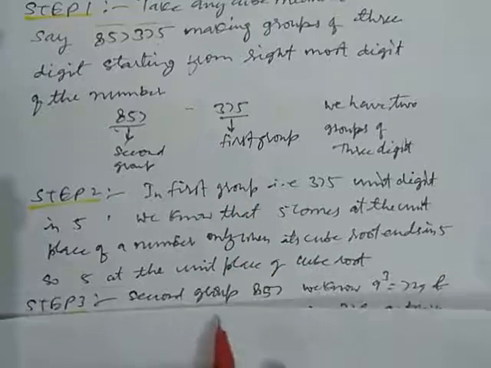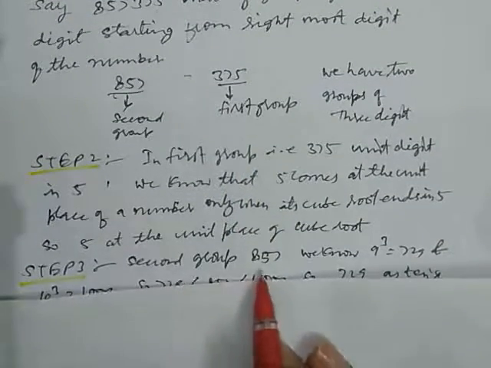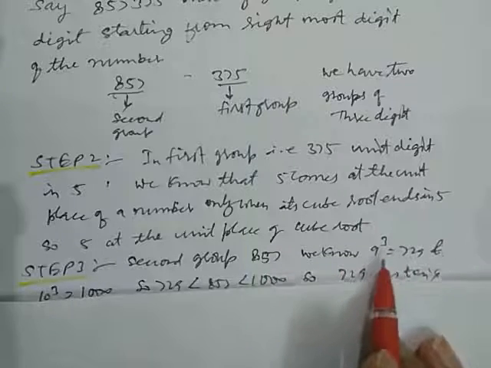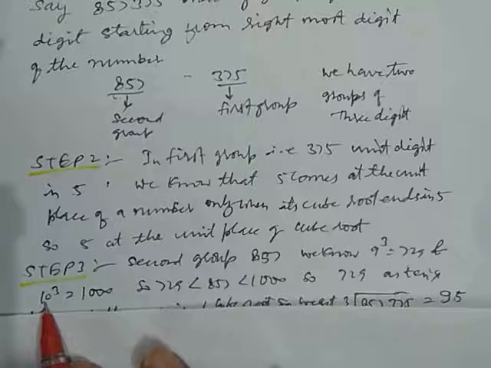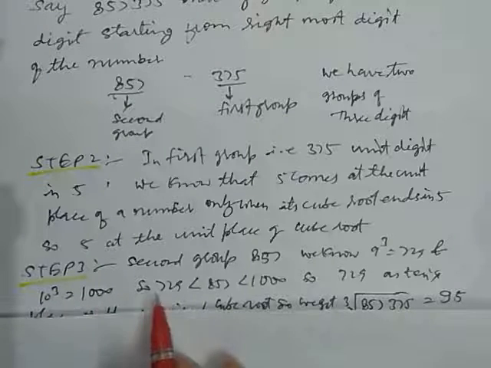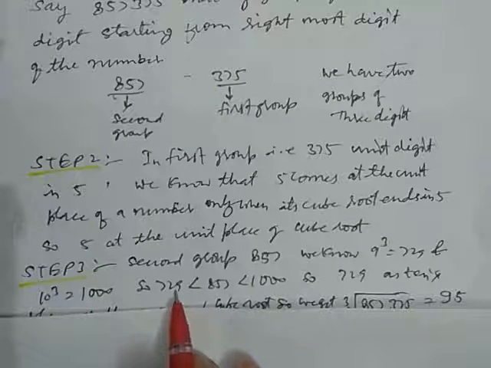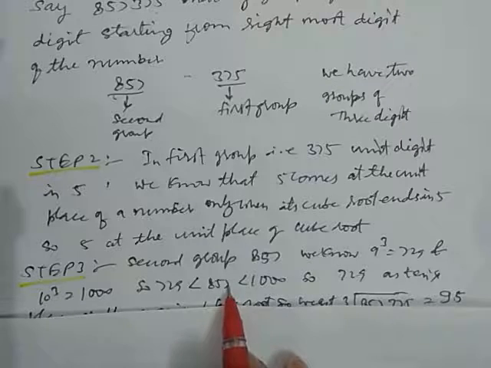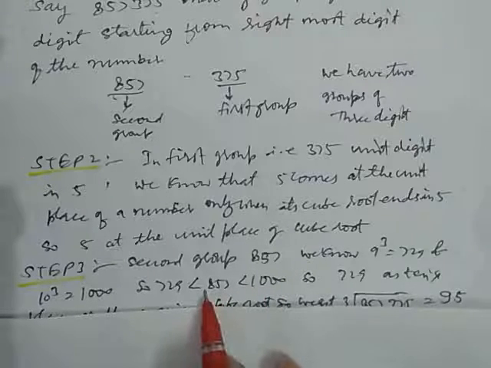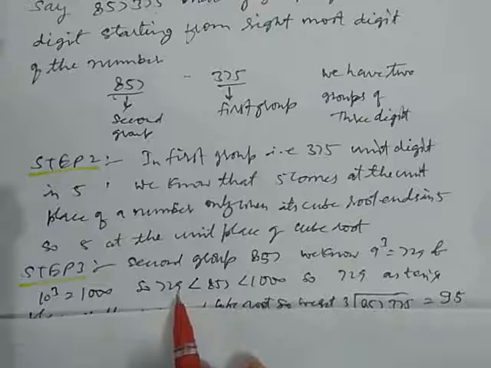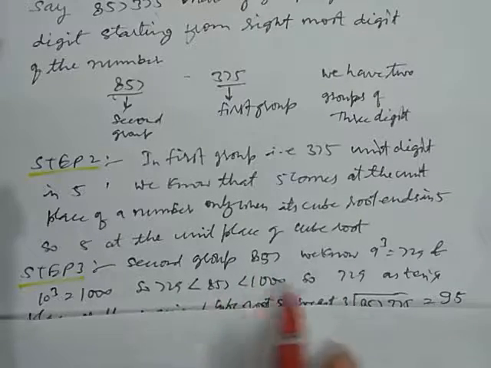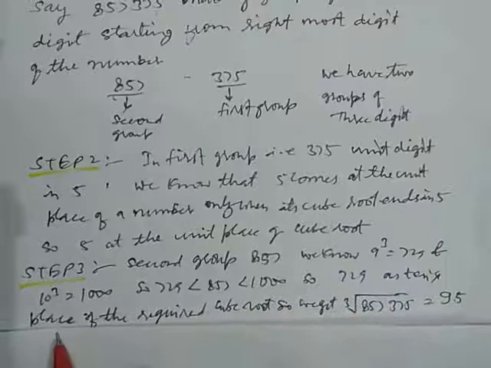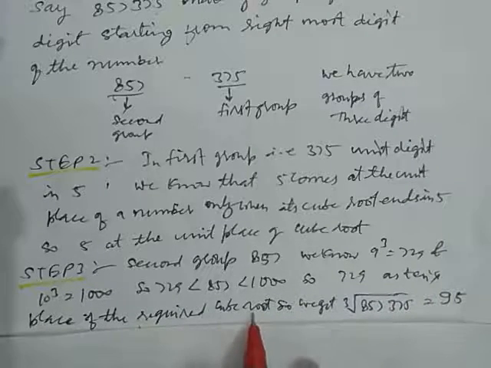Now step 3. Second group, 857. We know that the cube of 9 is 729 and the cube of 10 is 1000. So 729 is less than 857 and 1000 is greater than 857. So we select 729 because this is smaller than the given group 857.